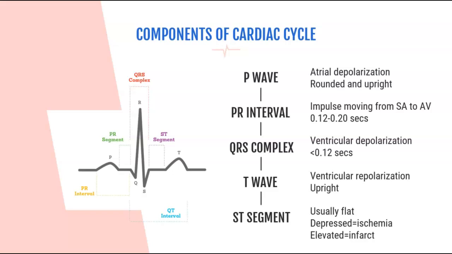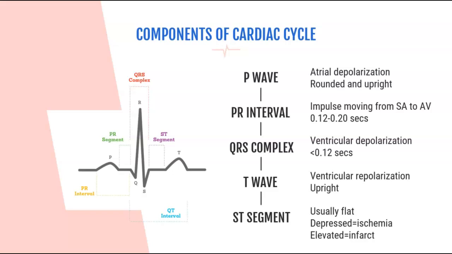The PR interval represents the time it takes for electrical impulses to move from the SA node to the AV node. The PR interval is measured from the start of the P wave to the start of the QRS complex. Normal length of the PR interval is 0.12 to 0.20 seconds.